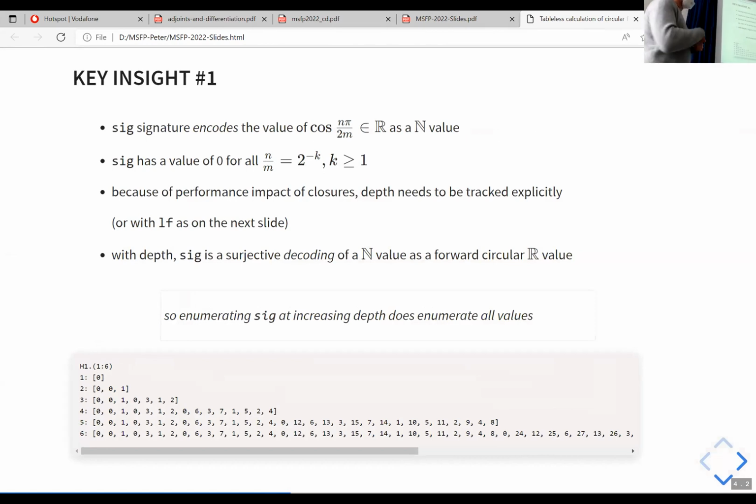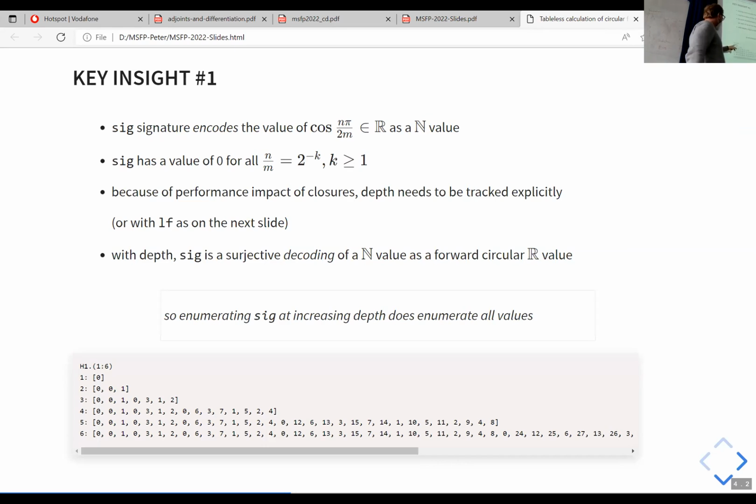Basically, the signature defines the signs of the nested terms in the continued radical expression. Well, let's look actually at the encoding of our target value. Can we use this fact to improve the performance of the system? And it turns out, yes, we can. In fact, if you look at the values of this sequence at different depths, you actually notice that it does enumerate all values.